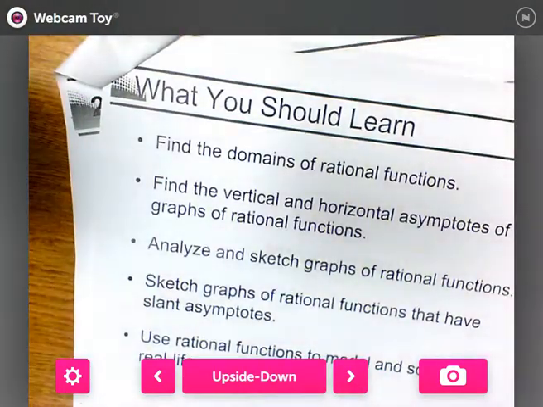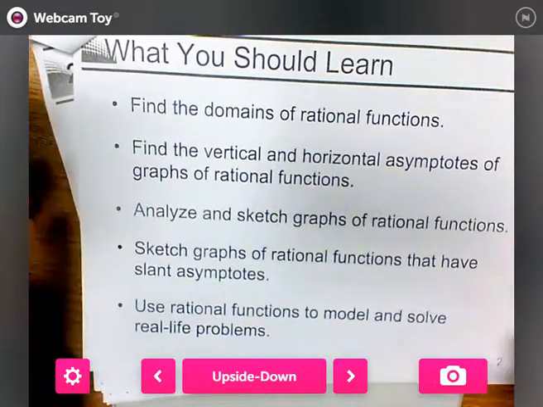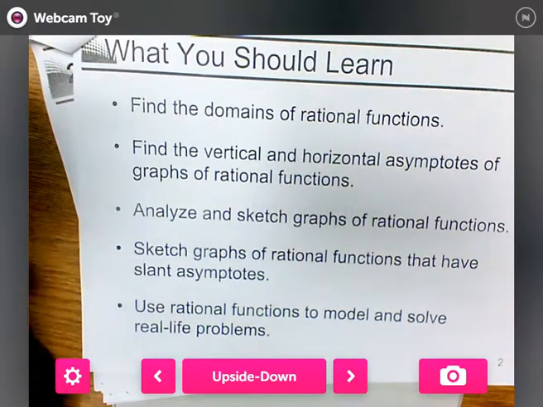I'm sorry, I'm recording right now, so you should be having your notebook out and writing this down. Okay, so this is kind of what we are going to know and what you will know about rational functions. You should be writing this down.